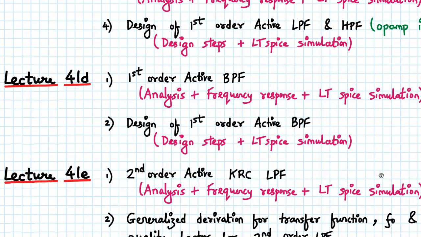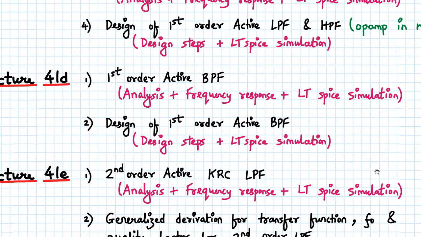And in today's lecture, we'll cover broadly two topics. Firstly, we will cover the first order active band pass filter. We'll analyze the circuit and we'll build up its frequency response and we'll cross check the value of the gain and the cutoff frequency and the passband gain in LTspice. Then secondly, we will do the design of first order active bandpass filter and we will discuss the various design steps and verify the design values in LTspice.